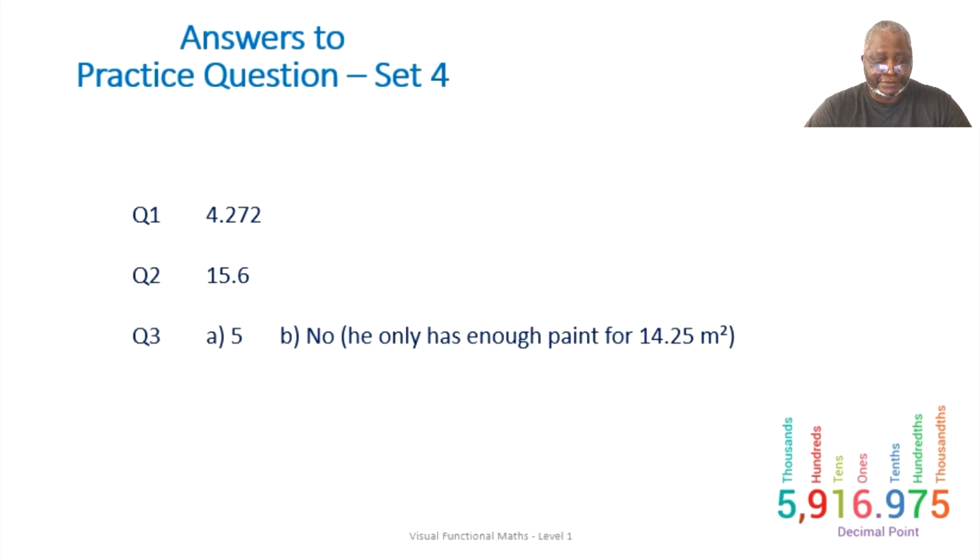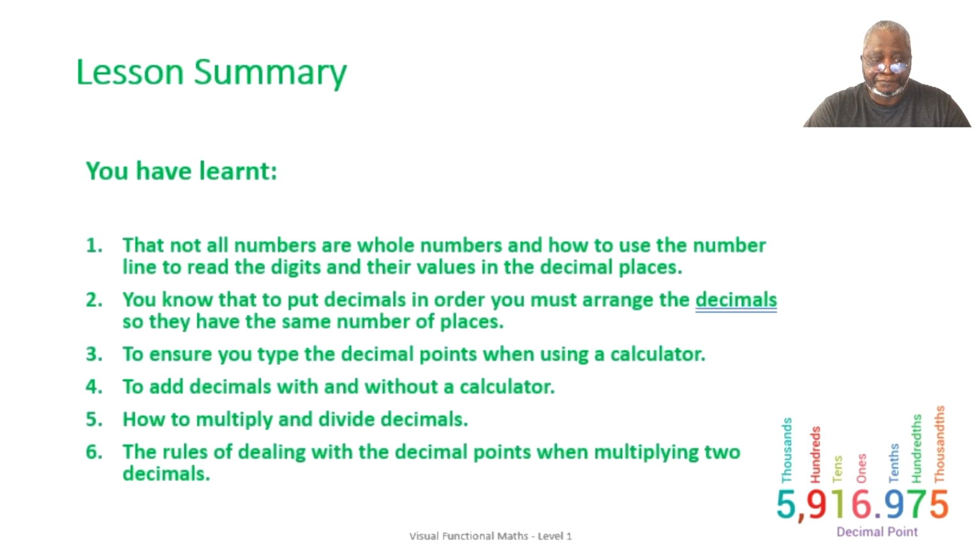And that's our lesson. Now all you have to do is think of what we've learned, make a note of it in your own words, what you've learned, and then compare it with mine. And this is my summary. You have learned that not all numbers are whole numbers, and you've also learned how to use the number line to read the digits and their values in the decimal places.